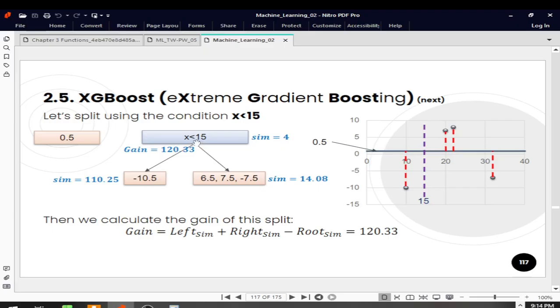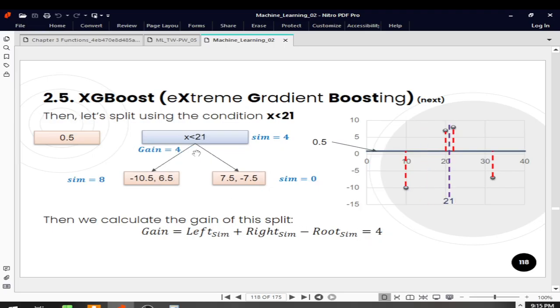So we started with x less than 15. The gain equals left similarity plus right similarity minus the root similarity. It's 110.25 plus 14 minus 4, and I think it's obvious, it equals 120. We will do the same as you can see here.